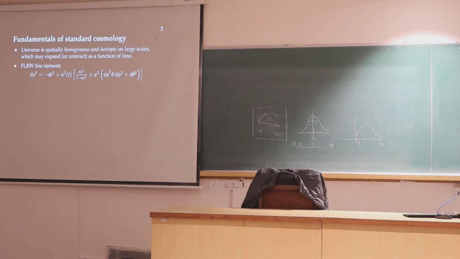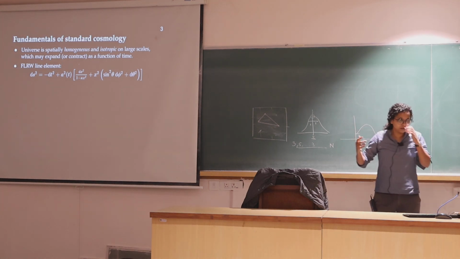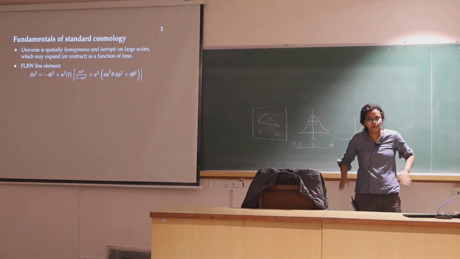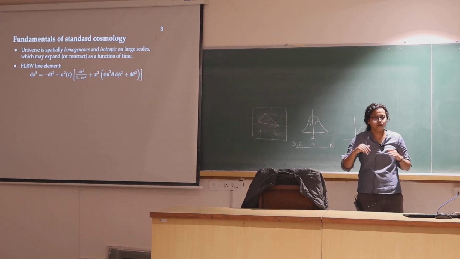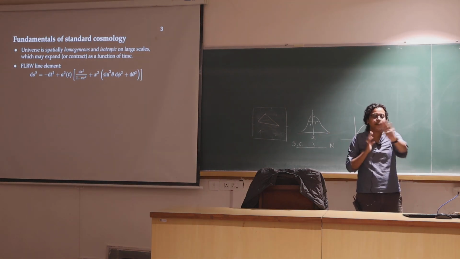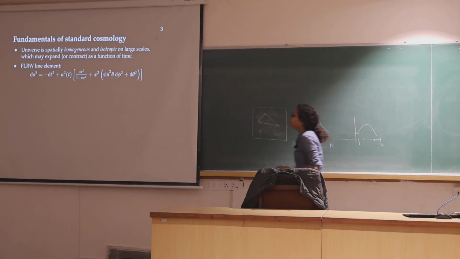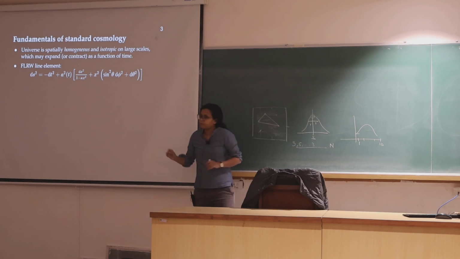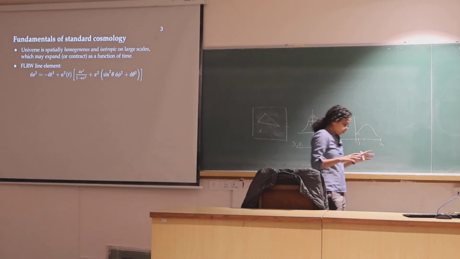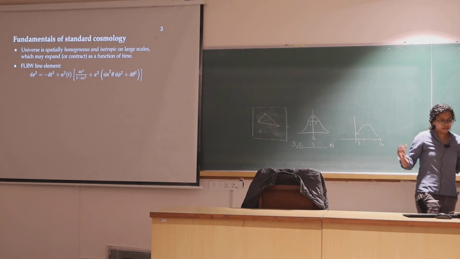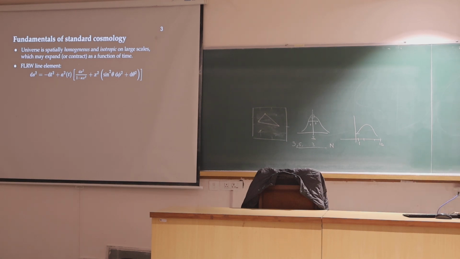It is brilliant that the universe is homogeneous and isotropic, meaning there is no preferred spatial direction. In any direction you look, statistically you are going to get the same distribution around. And this is supported by observation. The space-time distance in such a universe is given by the Friedmann-Robertson-Walker metric, which is written over there.